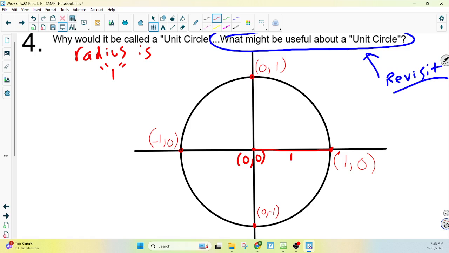You probably could have got those even if you didn't see them before I erased them. So now you have 4 points on the unit circle, just like that. And that's really exciting. But now how do we figure out this point? How do we figure out this point?